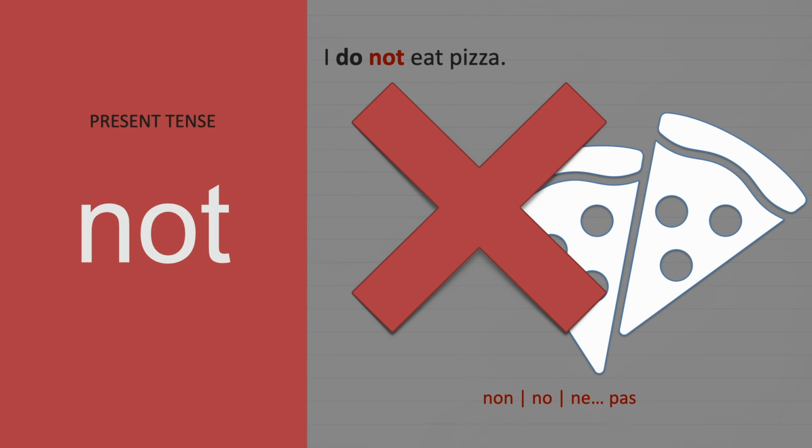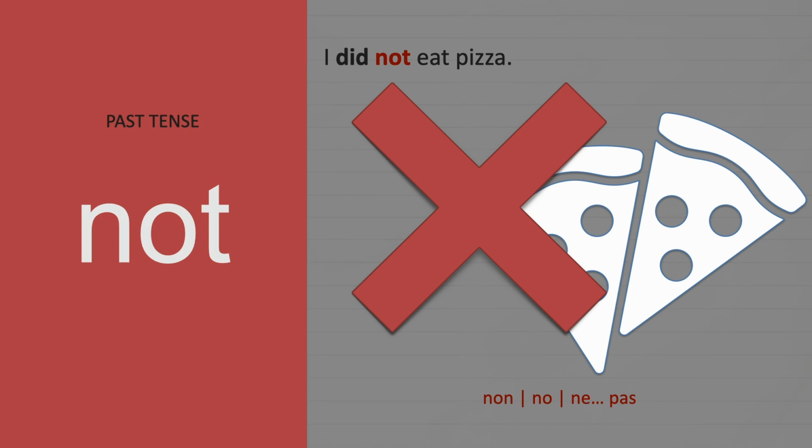So far, we have done this all in the present tense. You know how to say no and how to use not in the present tense. But how would you say this in the past tense? I did not eat pizza. Past tense did. I did not eat pizza.